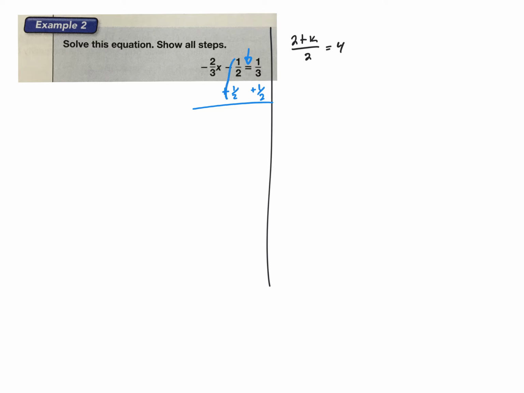So negative a half plus a half, or a half minus a half, that goes to 0. So on the left-hand side, I just have negative 2/3 x is equal to, well, we're going to figure that out here. So I have 1/3 plus 1/2. In order to add those together, I have to have the same denominator. So I'm going to multiply this one by 3 over 3, and this one by 2 over 2. So this will give me 2/6, the same thing as 1/3, plus 3/6, which would give me 5/6.